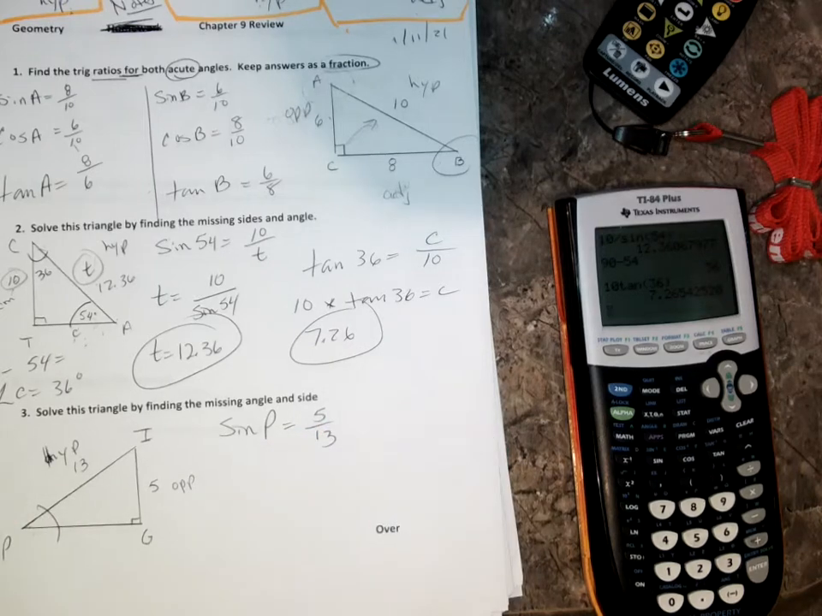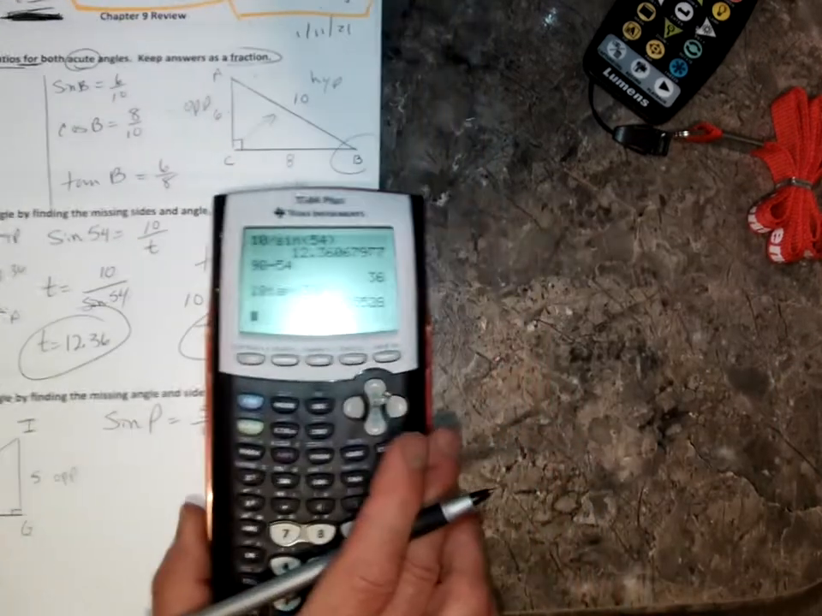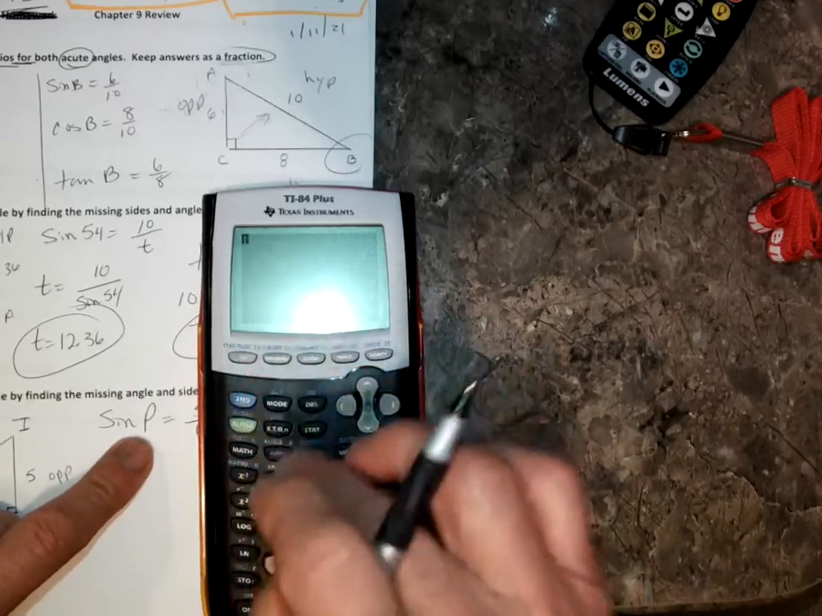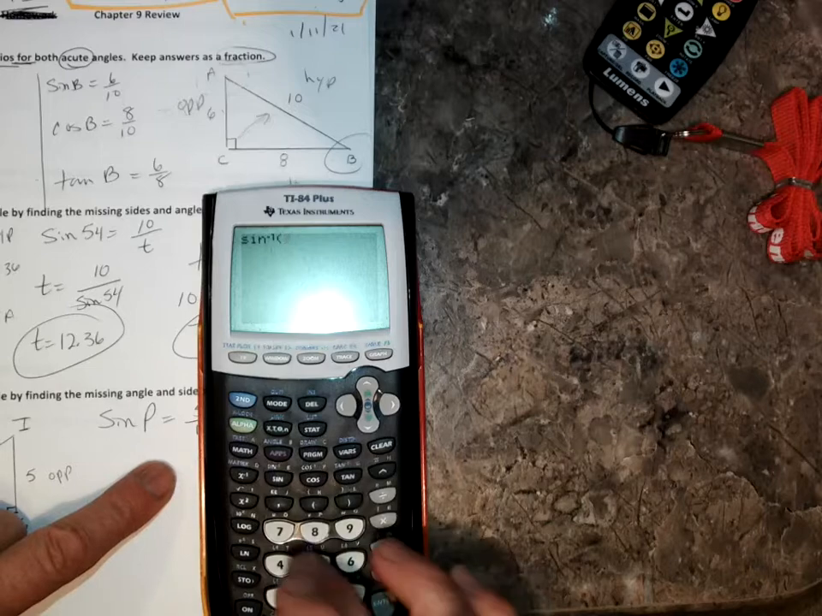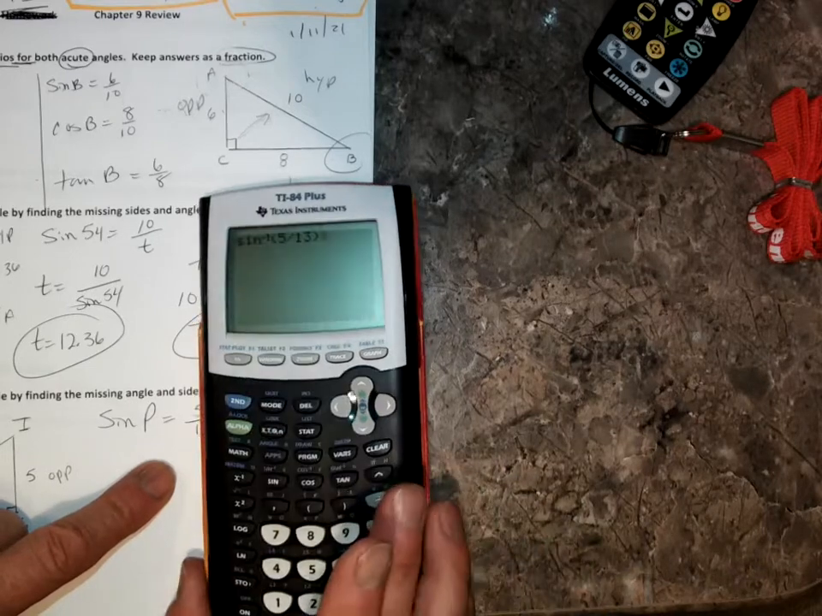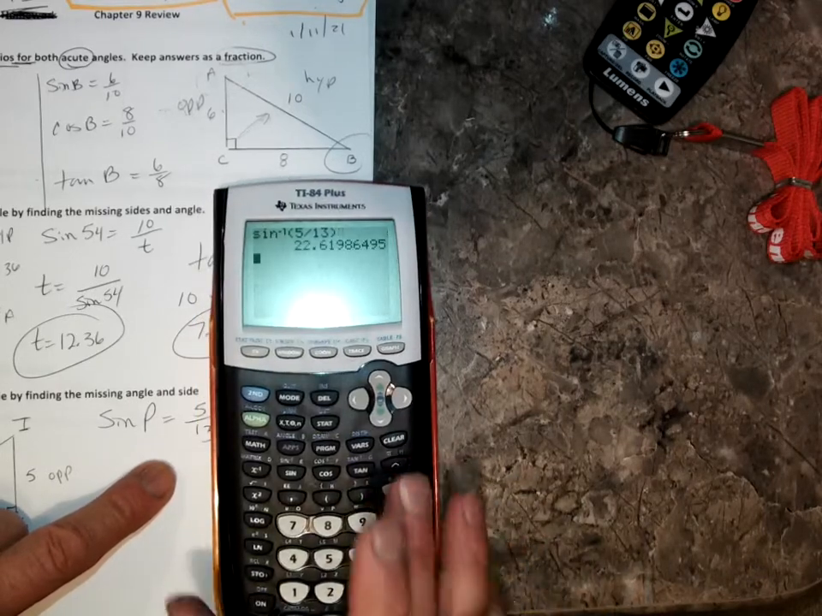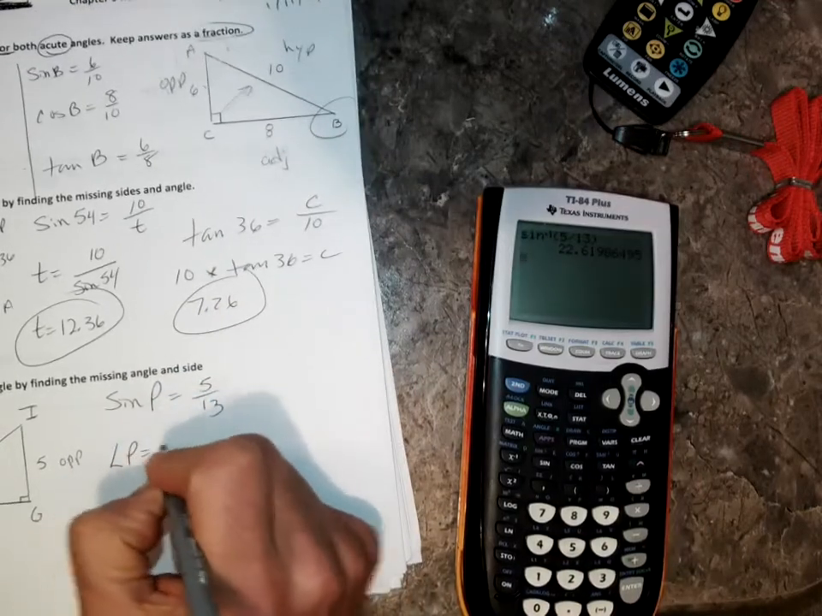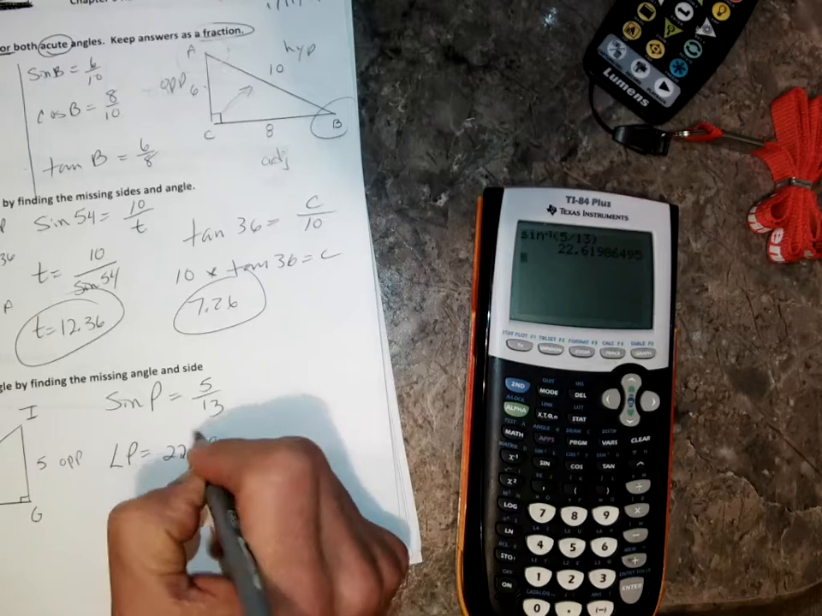Now, if we need the angle, this is what I saw in your homework. You guys aren't getting it. If you need the angle, you have to push the inverse button. You must sine inverse, okay, of 5 divided by 13. Okay, you have to. Okay, enter. I get about a 22.6 degree angle.